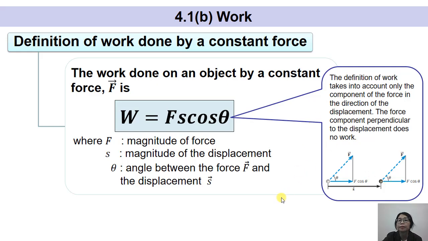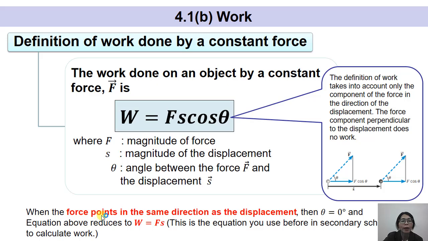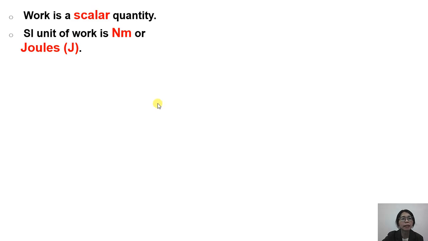Okay? When the force points in the same direction as displacement, the angle equals 0 degrees, and the equation above reduces to W equals Fs, which is the equation that you used before in secondary school to calculate work. Please bear in mind that the definition of work takes into account only the component of force in the direction of displacement. The force which is perpendicular to displacement does no work on the object. Work is a scalar quantity. The SI unit for work is Newton meter or joule, J.